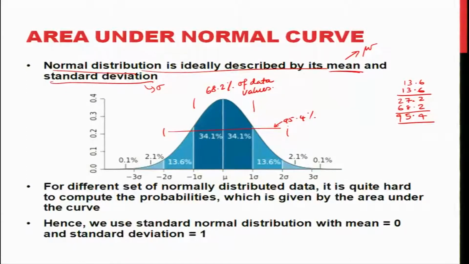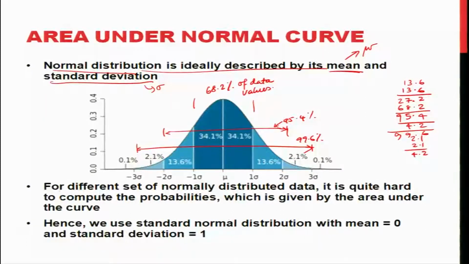95.4% will lie between the two standard deviations and then 99.8% will lie between the 3 standard deviations, okay. This is what the 2.1 and 2.1 will get added together to make 4.2. So, if we add 4.2 with this, then you will get 99.6% of the data will fall within the 3 standard deviations, 99.6% of the data, okay.